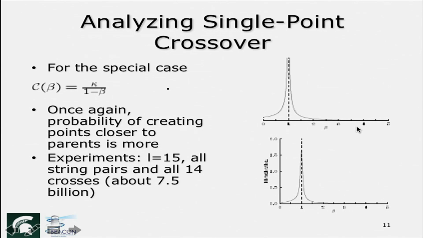And it also makes sense, right? Because if you are crossing these 2 parents, you don't want to create children far away. The probability of creating children around them should be higher. And that's what it says.